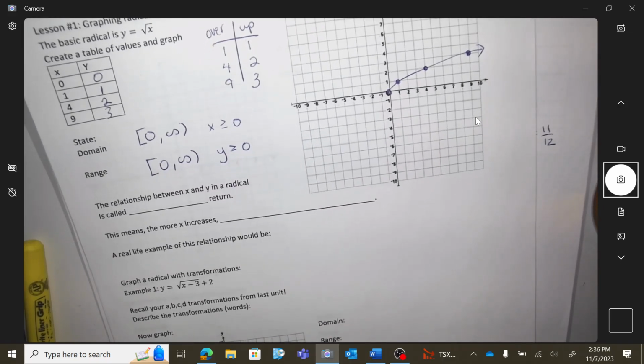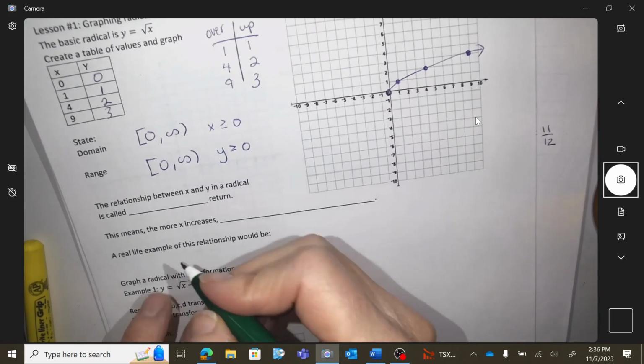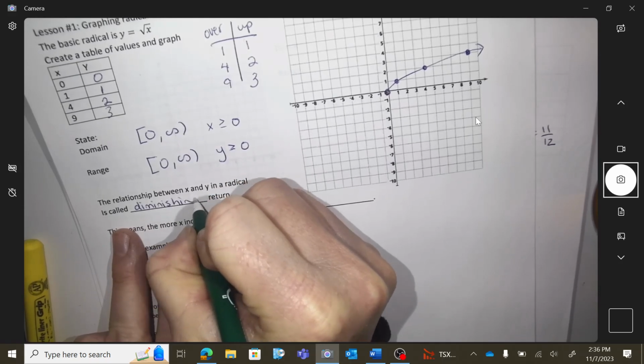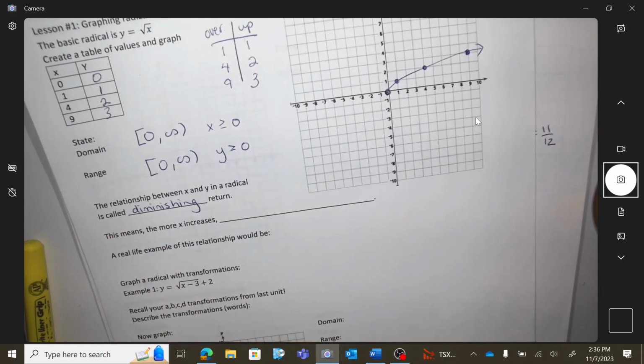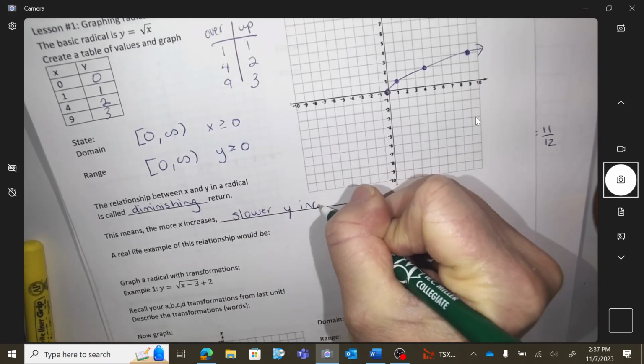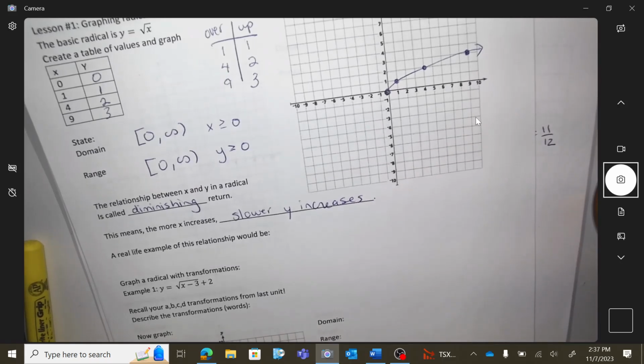Okay, so the relationship in a radical between the x and the y is called diminishing return. So what does that mean? It means that the more you increase x, the slower y increases. We're always still increasing. We don't change to decreasing, but all of a sudden we're increasing more slowly.